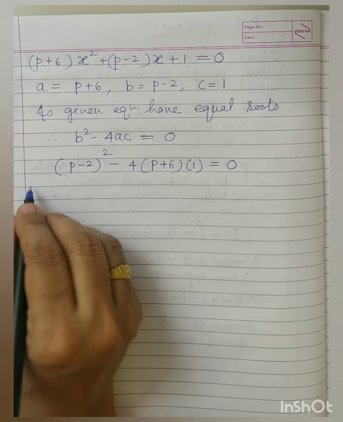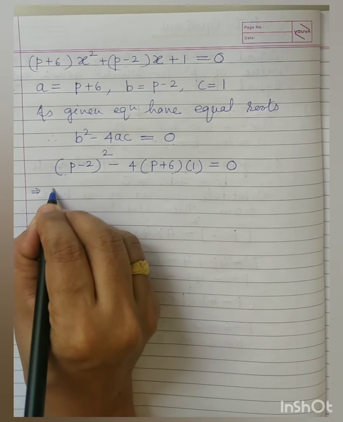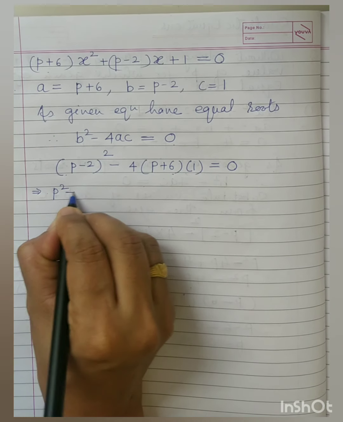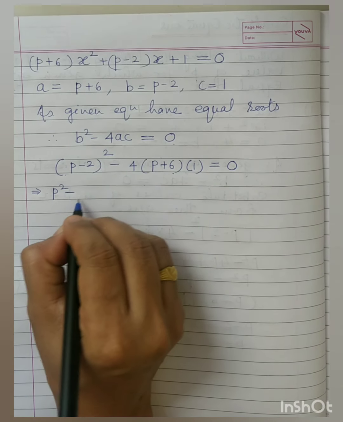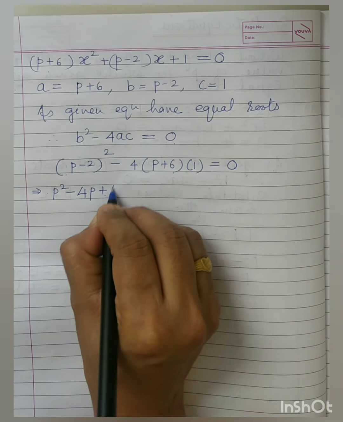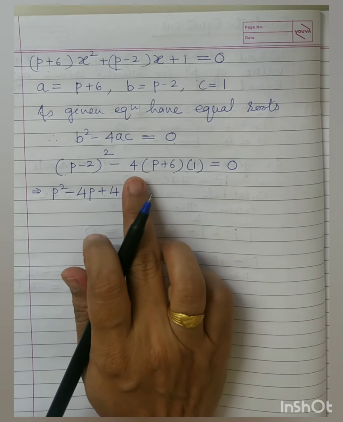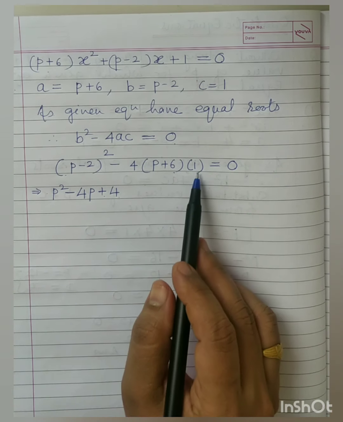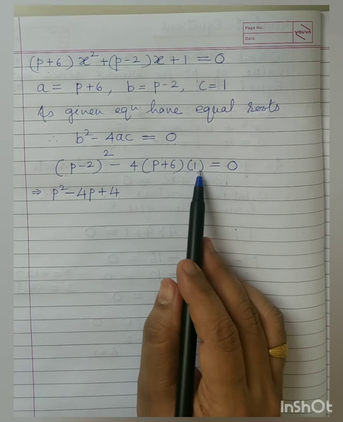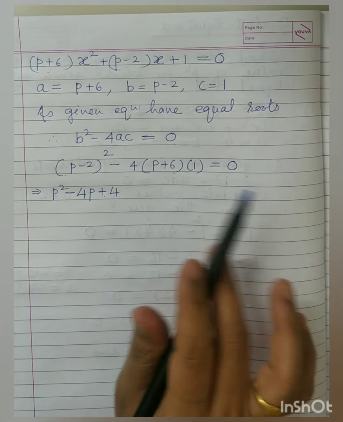Again, expansion using the (a minus b) whole square formula. So a square, that is P square, minus 2 into P into 2, that will be 4P, plus 2 square, that is 4. Okay. Now here be very careful. This is a product. You can ignore 1 because multiplying by 1 will simply give the same (P plus 6). Suppose we have done it.